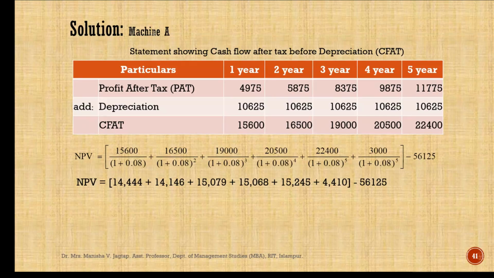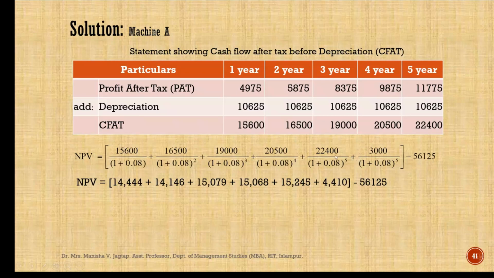So you can see here, the first year cash inflow, 15,600, we have taken, then divided by bracket 1 plus 0.08, the rate of cost of capital, plus the second year cash inflow divided by bracket 1 plus 0.08, bracket complete, raised to 2. This is nothing but the number of years. So this continues for the second year, third year, fourth, fifth.